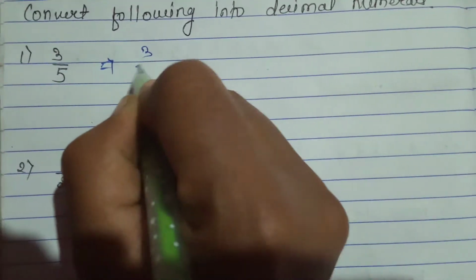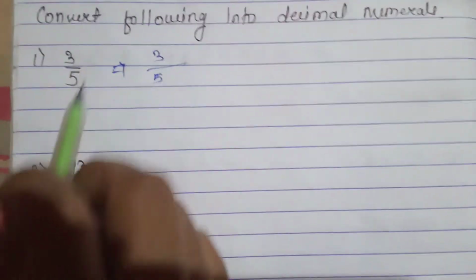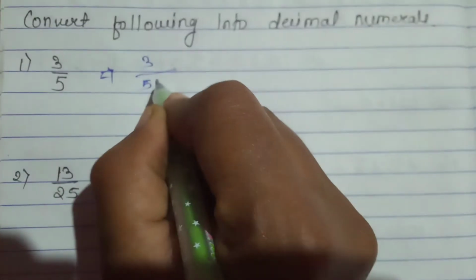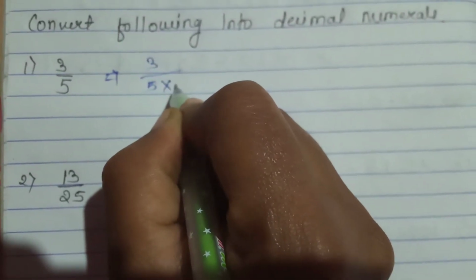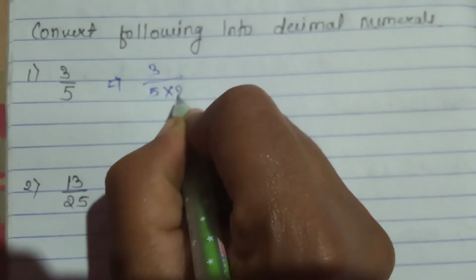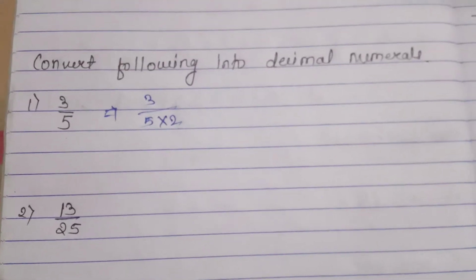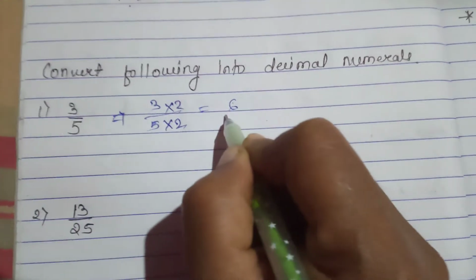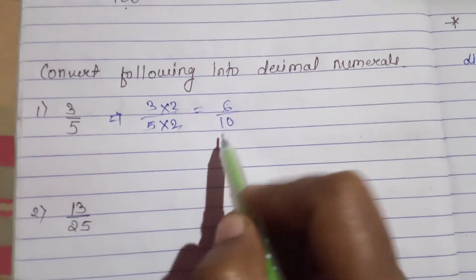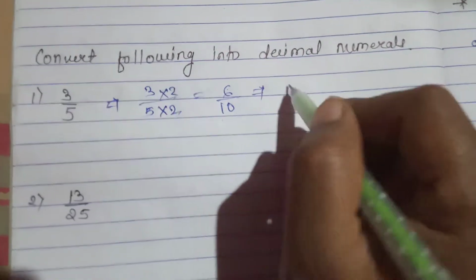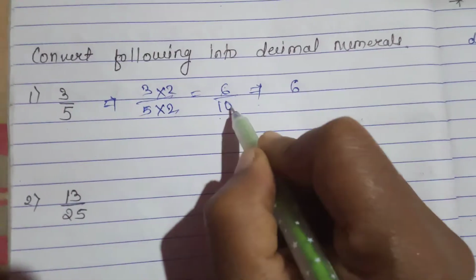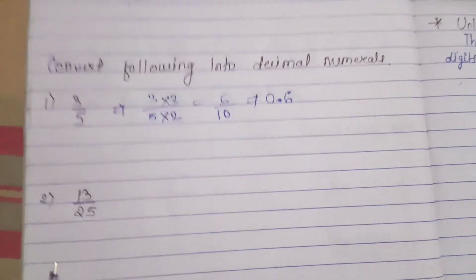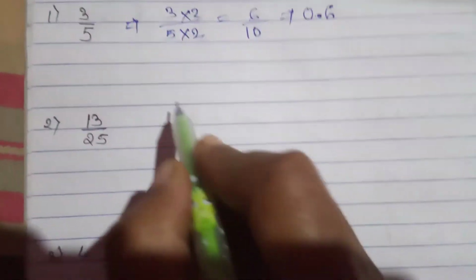Write down the number as it is. To convert this to 10, we have to find out by which number we have to multiply this 5 to become 10. So we have to multiply this 5 into 2. Then multiply the numerator also into 2. 3 2s are 6, 5 2s are 10. As you see, the denominator 10 has come here. Now convert this into the decimal numeral. Write down the upside number as it is. 1 zero is there. Put decimal point before one number and take 0 here. 0.6 is the answer.